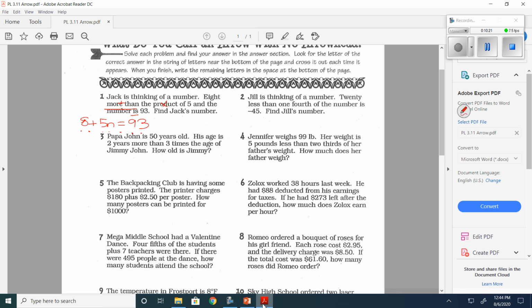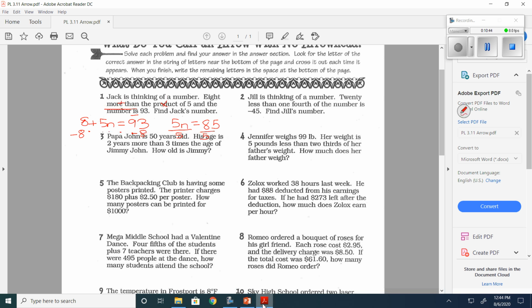Now we have a two-step equation, so we would solve it. First thing I would do is subtract 8 on both sides of the equation. And when I do that, I have 5n is equal to 85. It is not by itself yet. We have to divide both sides by 5. So I'm going to show that I'm dividing both sides by 5.